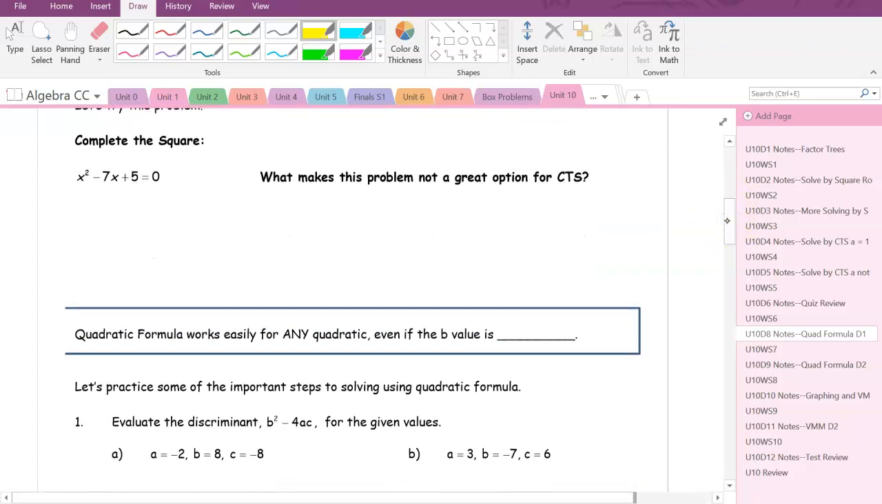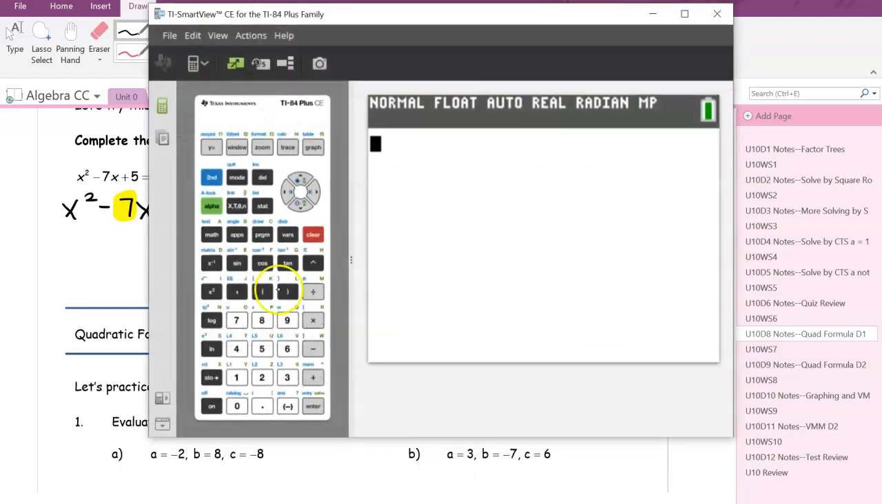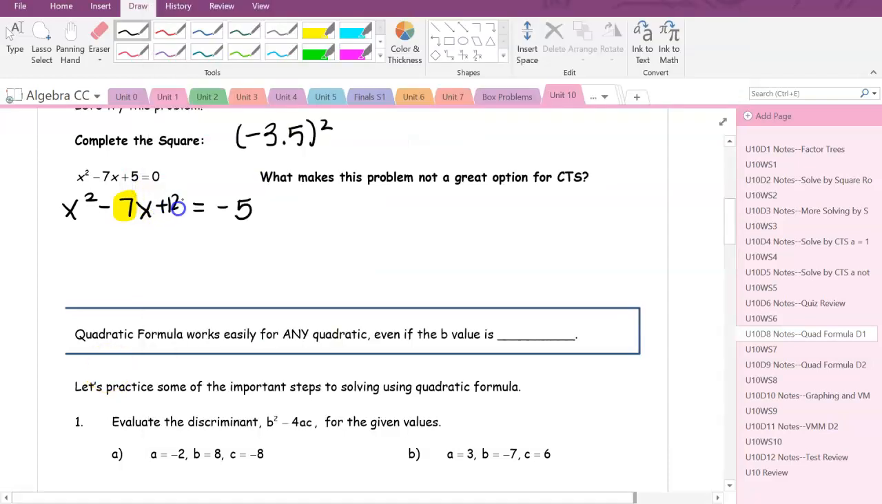We are going to try completing the square with this one right here. We'll start by subtracting our 5 over like normal. Okay, and then we take our b value and divide it by 2, which is negative 3.5, and then we're going to square that, which is not really a number that we just happen to know in our head. When we square it, we get 12.25. Okay, so we're going to add 12.25 to both sides.